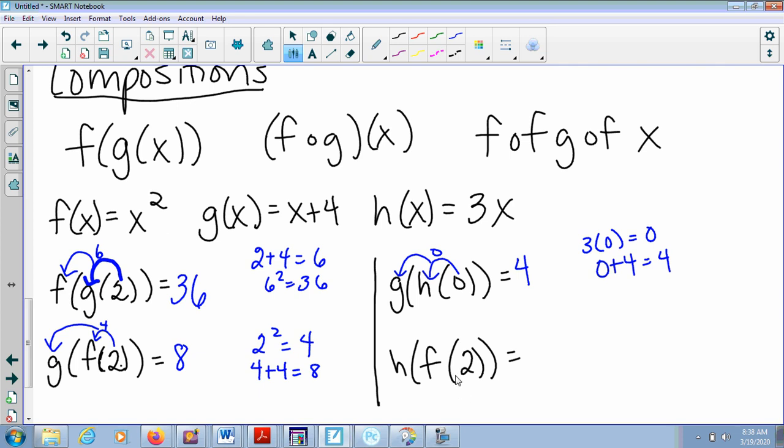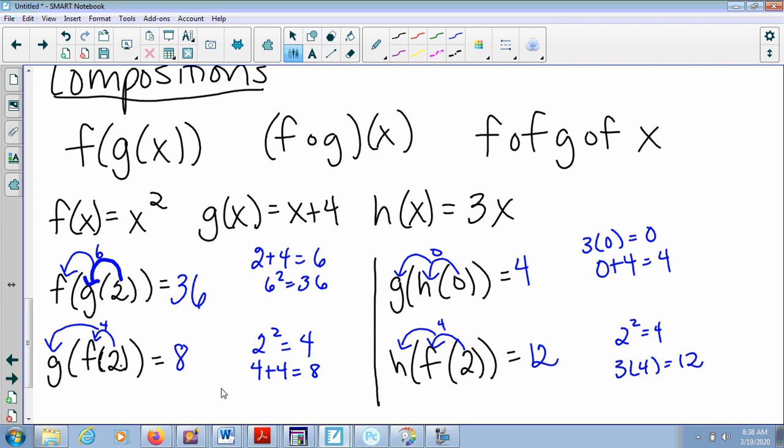Alright, and hopefully you got 12, but let's double check. So 2 goes into f. f was x squared, so we do 2 squared, and that is 4. Now plug the 4 into the h function. h was 3 times x. So 3 times 4, and that is 12. So my answer is 12.